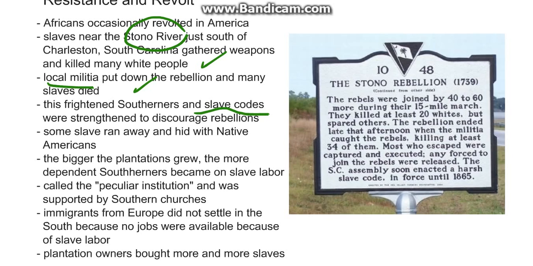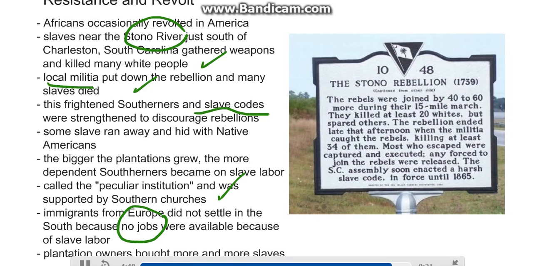It's called the peculiar institution because it was supported by Southern churches. Immigrants from Europe did not settle in the South because there were no jobs available that paid wages because of the slave labor. Plantation owners were forced to buy more and more slaves. The more slaves they bought, the bigger the plantations got, and the fewer jobs were available for immigrants. Immigrants settled mostly in the North as a result.